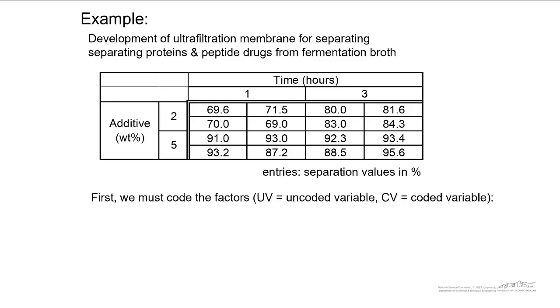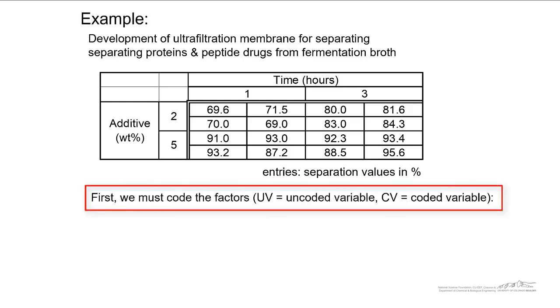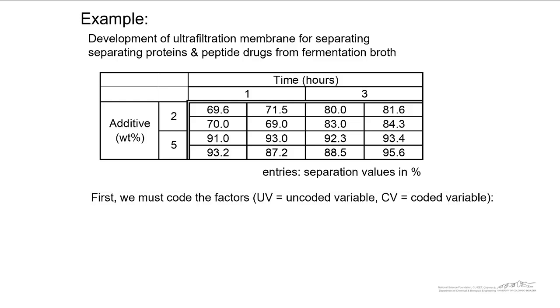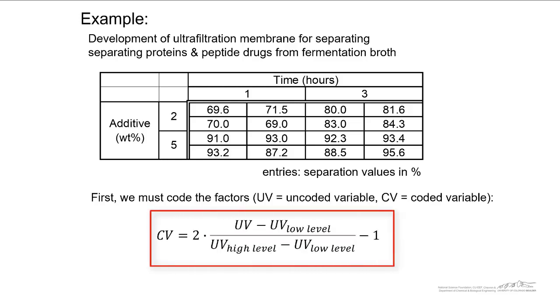The first thing we need to do is code these factors. We have additive weight percent 2 and 5, time 1 and 3, and we want to convert those to either +1 or -1. There's a general equation, and you can just use this as reference later on, but the coded variable, CV, is related to the uncoded variable using this formula.